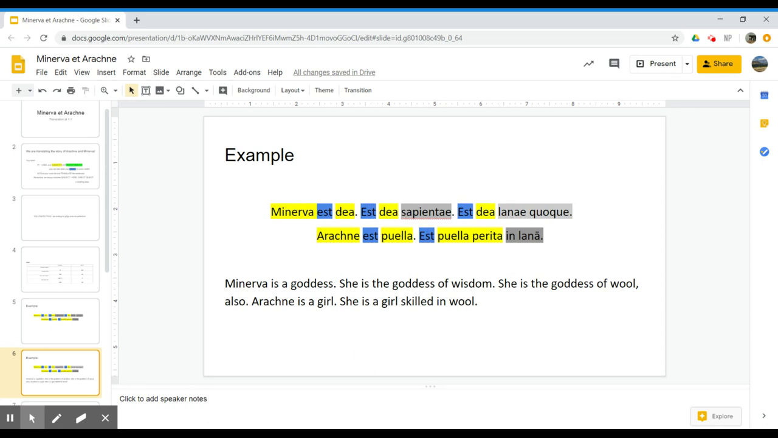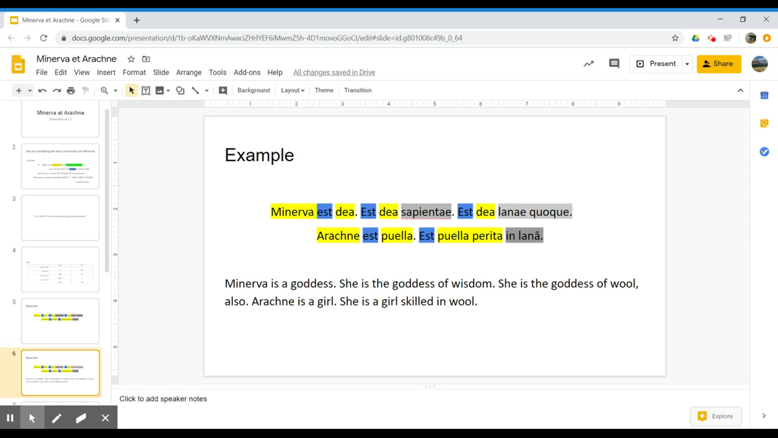So don't talk like a caveman if that's not how we would say it in English, right? We're going to say Minerva is a goddess or the goddess. We want to add those articles when they sound right. So don't forget, if you need to add a word to make it sound right, sometimes you just gotta, okay?